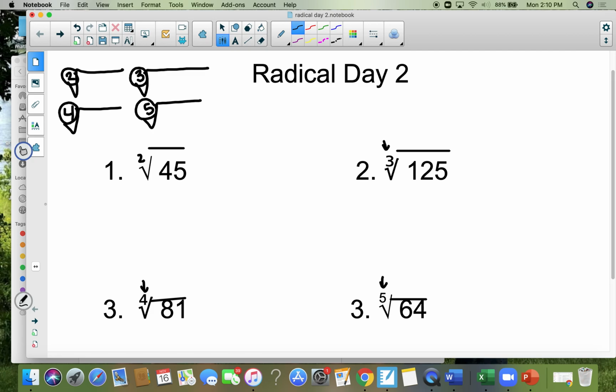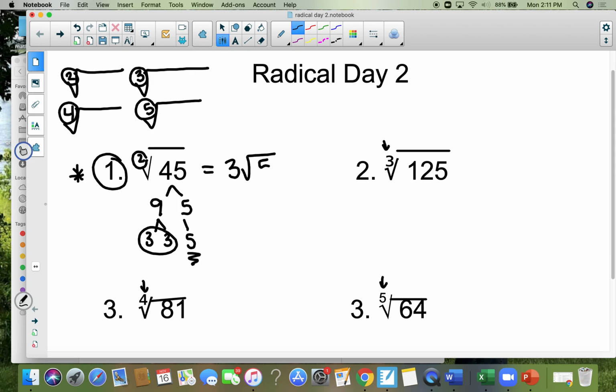Number 1 is a review from yesterday's notes. So let's review how to do the square root of 45. The square root of 45 is made up of 9 times 5. The 9 can be reduced to 3 times 3, and the 5 drags down. Again, we are looking for 2 of something. You're going to circle the 2 of something, and it gets to come out because there's a pair of them. So the 3 gets to come out, the 5 has to stay inside. And this is what you learned yesterday.